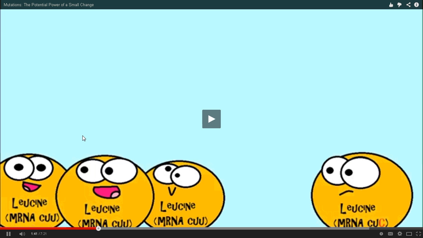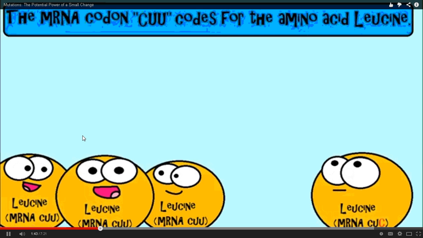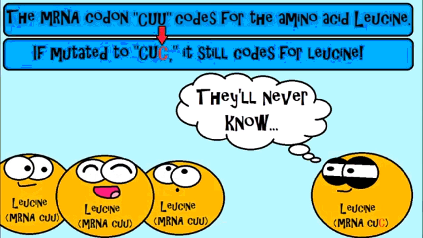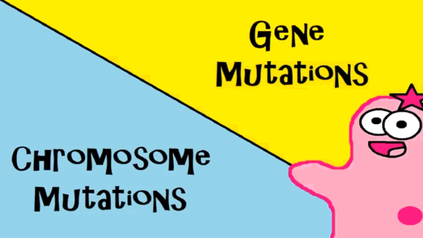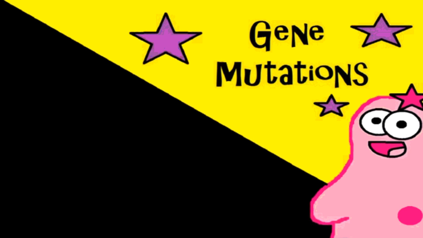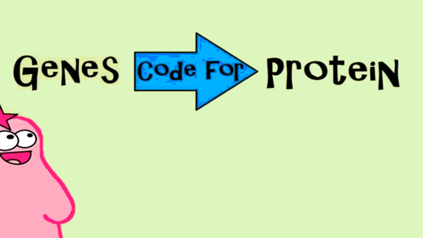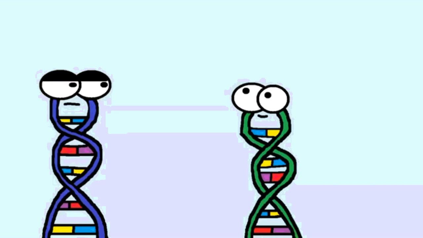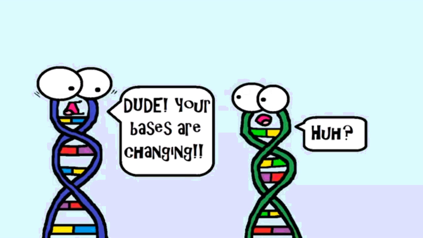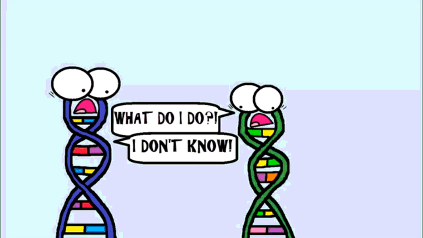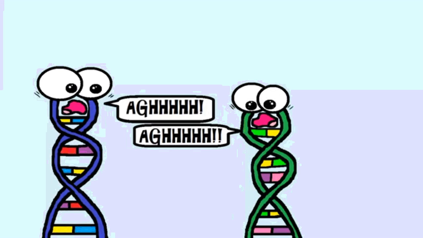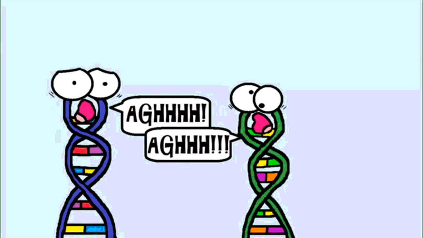Neutral means they neither help nor harm an organism. And some mutations are harmful. So we're going to talk about the different kinds of mutations. First, we're going to talk about gene mutations. DNA makes up genes, and genes code for proteins that influence or make up different traits. So when DNA has changes, otherwise known as a mutation, then different proteins can be produced, and this can affect an organism's traits. So let's look at the gene mutations.